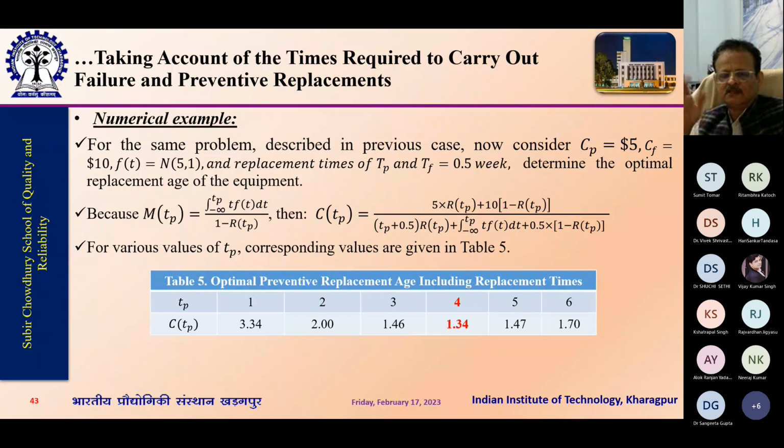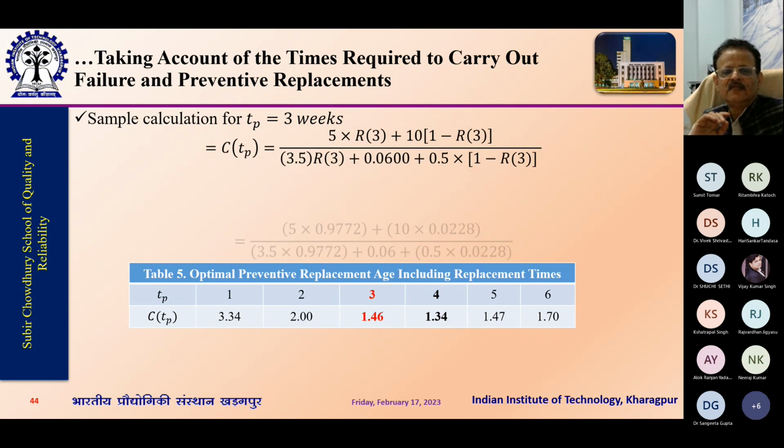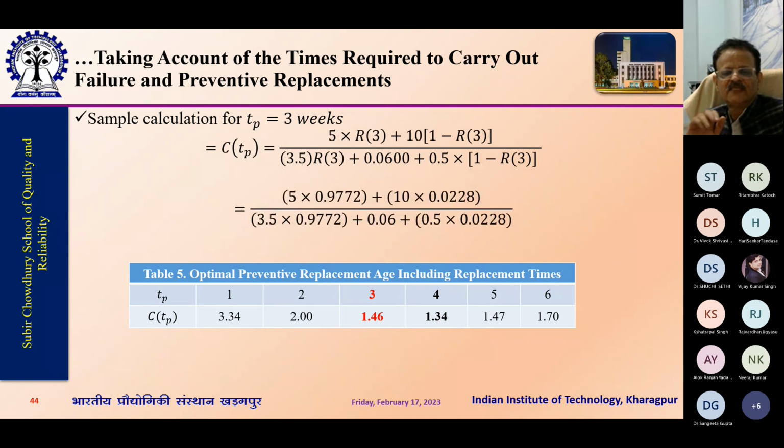Now you will say, sir, both have given the same answer, why go for this? As I said, this is not always the case. The model can provide different answers. It is accidental or by chance that you get this same 4th month because of the data which has been taken. Otherwise, they should have different values. So this is just a sample calculation. For the 3rd week, how one can compute, these are the values. The similar calculation can be done for other times.